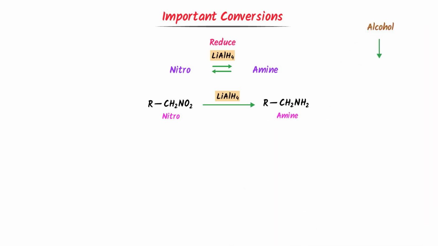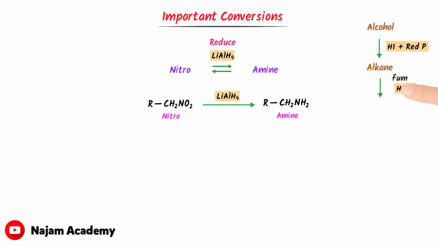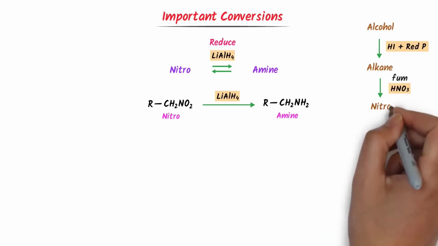In case of amine to nitro, remember these steps. If we reduce alcohol by adding hydrogen iodide plus red phosphorus, we get alkane. Later, when we add fuming nitric acid to alkane, it will directly convert to nitro.